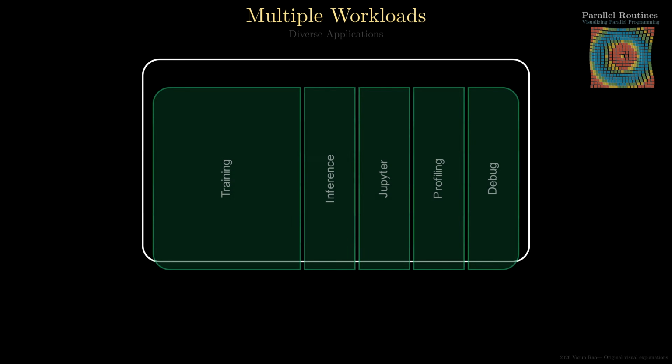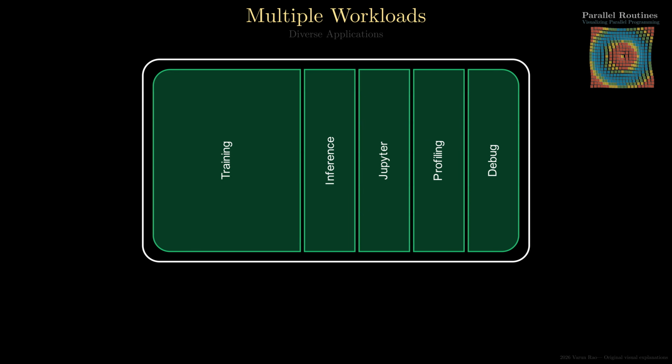GPU partitioning allows different workload types to run concurrently on a single GPU. For example, one instance may handle model training, while other instances support inference, interactive development environments, or profiling tasks. Each workload receives a defined allocation of compute and memory resources, enabling simultaneous execution without over-provisioning.